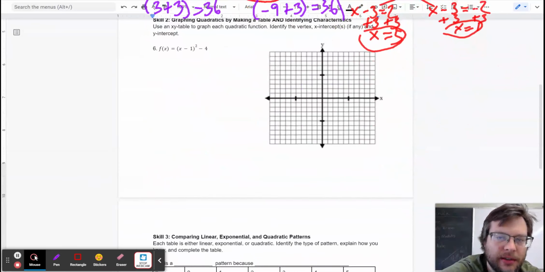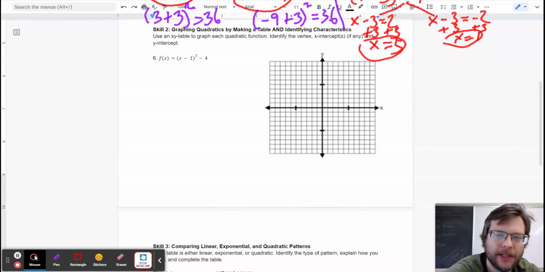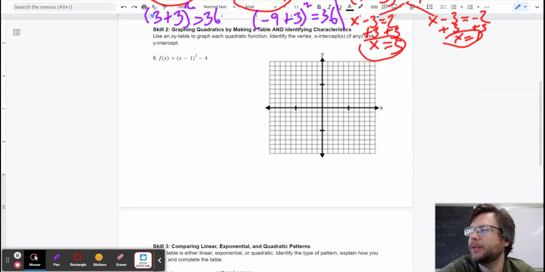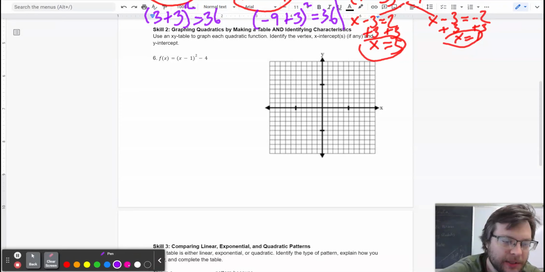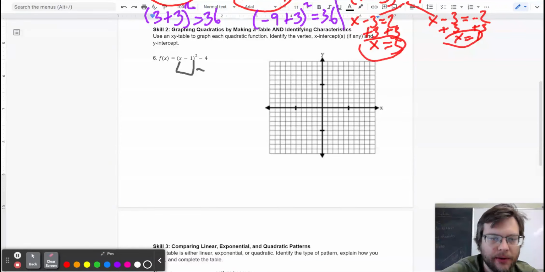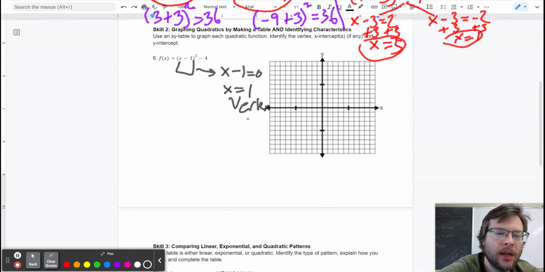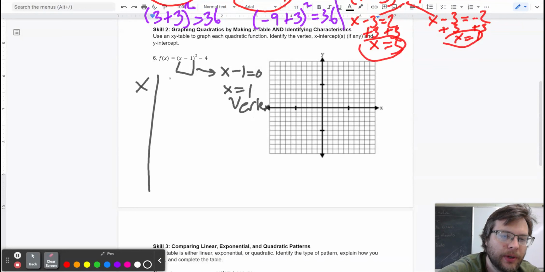Now sliding on down to skill number 2, graphing quadratics by making a table and identifying characteristics. You do not need to do the shortcut method. We can just make a table. The thing that's nice about making a table is always thinking about what number makes x minus 1 equal 0. So if x minus 1 equals 0, that tells you that x equals 1 would be your vertex. So I'm going to make a table with 1 in the center of the table.